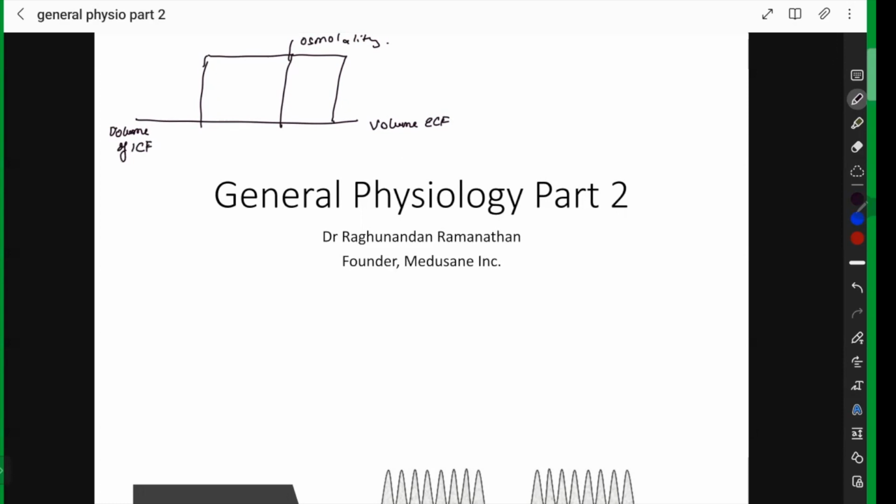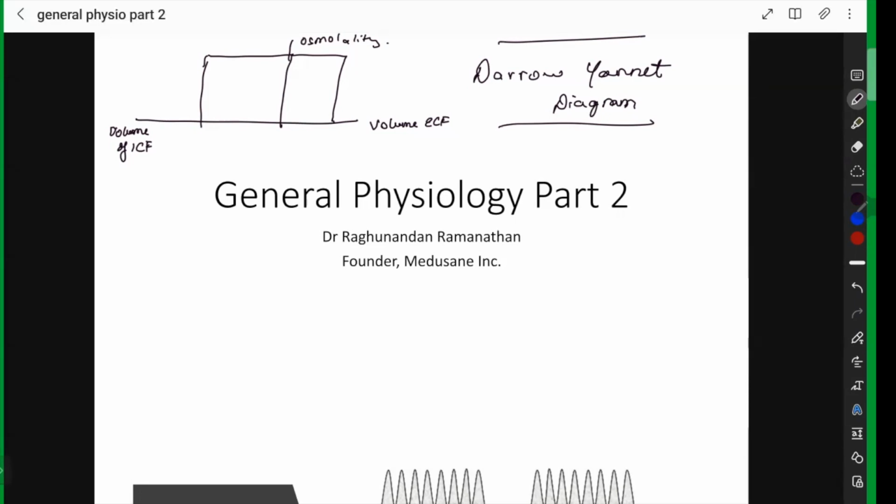At that point, I forgot to mention that this diagram is named the Darrow-Yannet diagram. If it is asked in your exam or viva, you should be able to recall that this is nothing but the Darrow-Yannet diagram. This diagram helps you differentiate isotonic dehydration, hypertonic dehydration, isotonic fluid administration, and hypotonic dehydration. These four things are represented by this diagram.